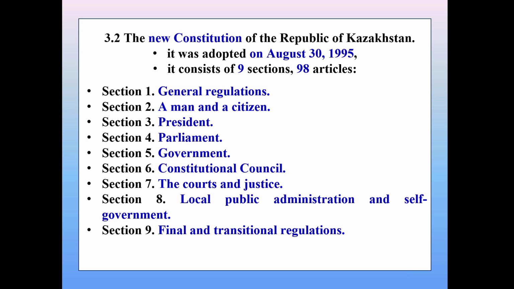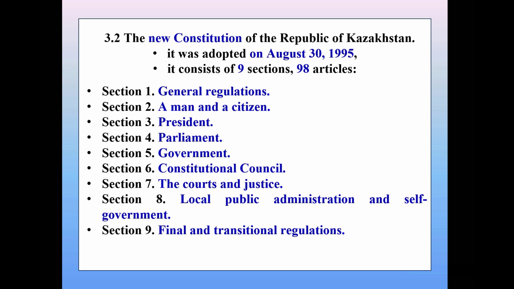Question 3.2. The new Constitution of the Republic of Kazakhstan. It was adopted on August 30, 1995. It consists of 9 sections, 98 articles. Section 1. General Regulations. Section 2. A Man and a Citizen. Section 3. President. Section 4. Parliament. Section 5. Government. Section 6.